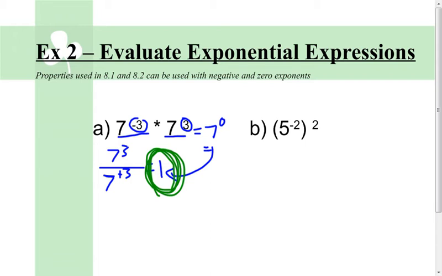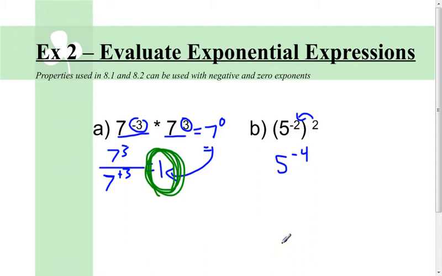Okay, letter B. For letter B, let's see. We're going to take 5 to the negative second power to the second power. Well, we multiply those exponents. We're going to get 5 to the negative fourth power. We do not want negative exponents. Those are kind of like having unreduced fractions. We don't want them. We always want to do something with them to simplify them.